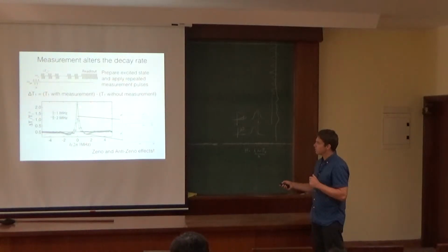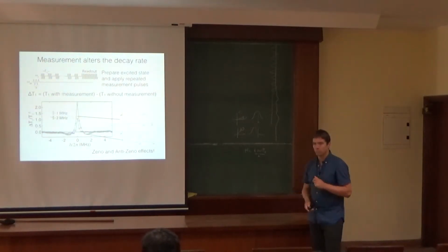That means T1 has increased with the measurement. And that's because in this case, where we're peaked on the center of the density of states at detuning 0, we're able to sample, on average, fewer photons of the thermal bath. And then we see here where the T1 changes, T1 decreases, and that's the anti-Zeno effect.